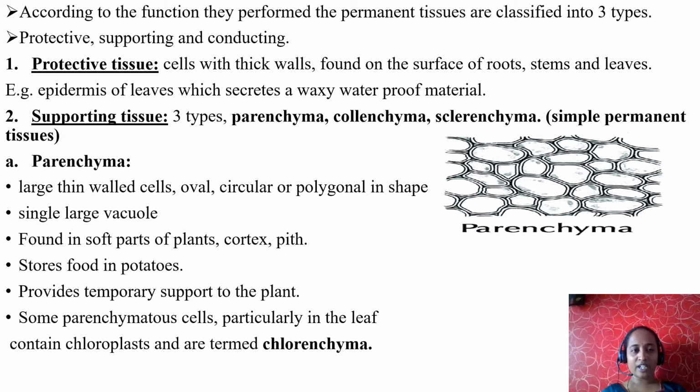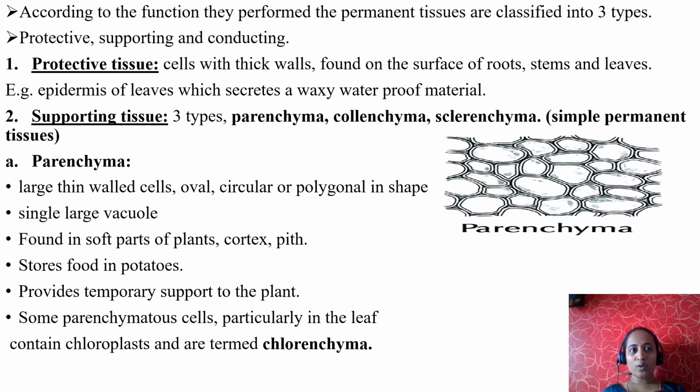For example, the permanent tissue which is present in the leaves is called epidermis. The outermost layer of a leaf is called epidermis, which secretes a waxy, waterproof substance. If you want to check, just put one drop of water on the surface of a leaf. Definitely it will float. It won't be absorbed. Why? Because of the deposition of waxy substance on the surface of the leaf, which is secreted by the epidermis, the outermost layer of a leaf.